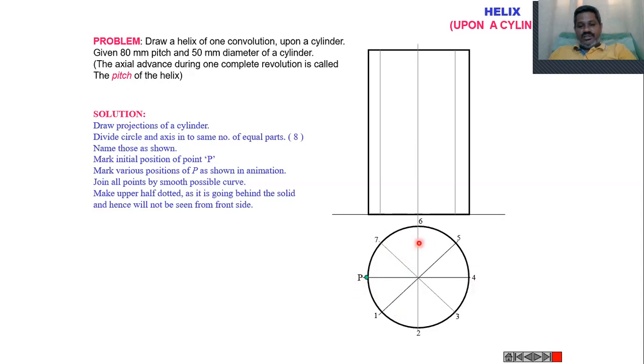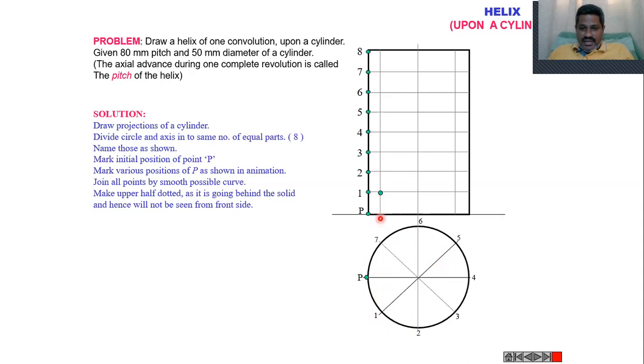Then after projecting all these division points onto the front view of the cylinder, divide the height of the cylinder also into the same equal number of divisions that we have done in the case of the circle. In this case we have divided the circle into 8 equal divisions, so the height of the cylinder also needs to be divided into 8 equal divisions. Name all those points as 1 to 8 like this. Then locate the points like this. So we have projected the division points to the front view.